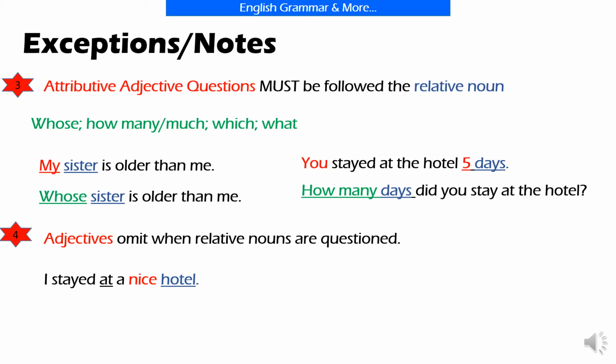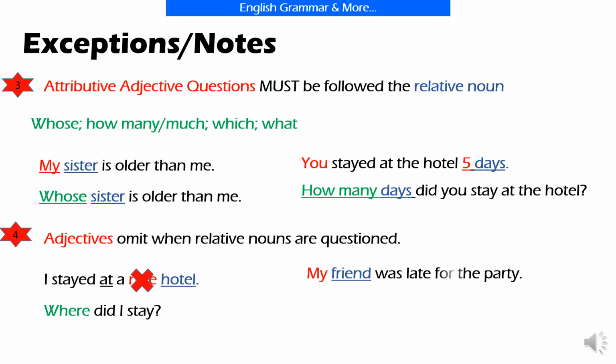I stayed at a nice hotel. Here, nice is an attributive adjective describing hotel. Now, if we ask a question to hotel, immediately the word nice will drop out of the sentence. Where did I stay? Because it could not be in the sentence independent of the word hotel.